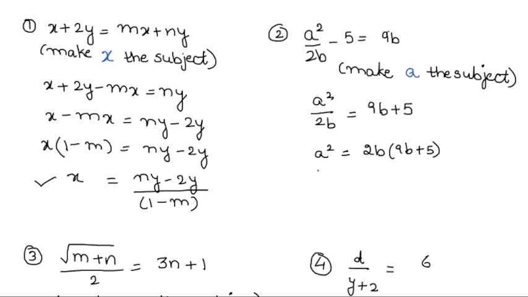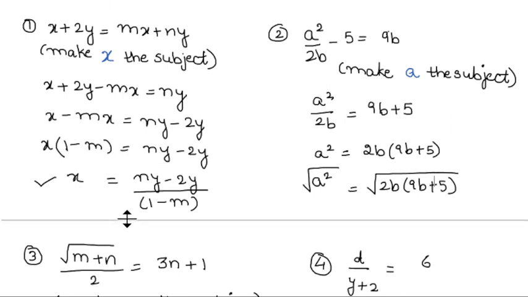So when I take square root on both sides, I have square root of a squared is equal to square root of 2b bracket 9b plus 5. We cannot find the square root of this because we do not know their value. So they are left in the bracket as they are.